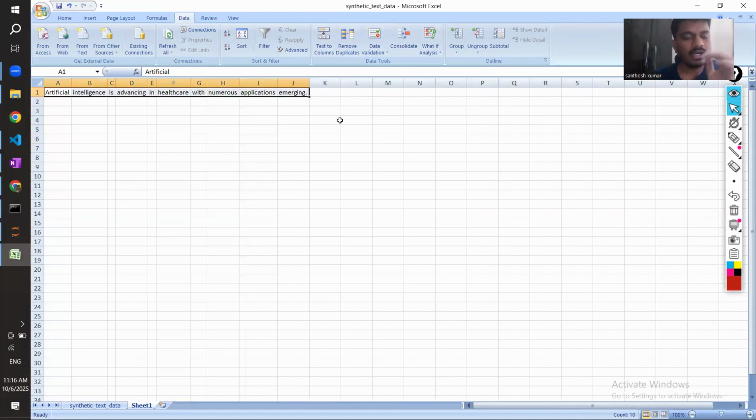Now each of these words will be converted into a number. In the place of "artificial" you'll get some number, over here some other number. Now this will become a feature. So here this is feature 1, feature 2, feature 3, feature 4, like feature 10. We have 10 features.